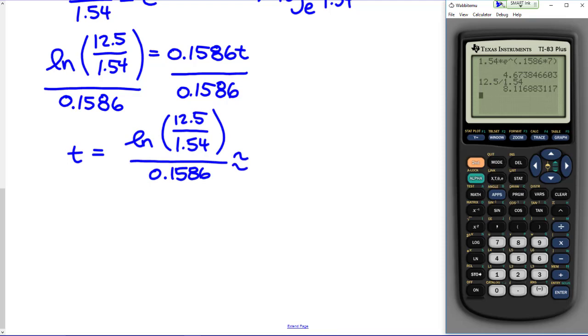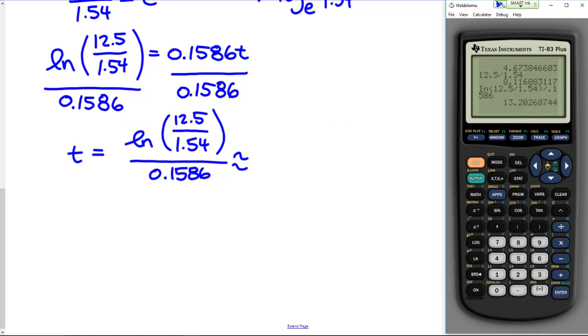Now I can plug that into the calculator, because once I get this answer, that's my final answer. So natural log 12.5 divided by 1.54. Notice that division is all inside the argument, so I'm not doing two separate logarithms. It's not like the change of base formula, that is. And then that's divided by 0.1586.